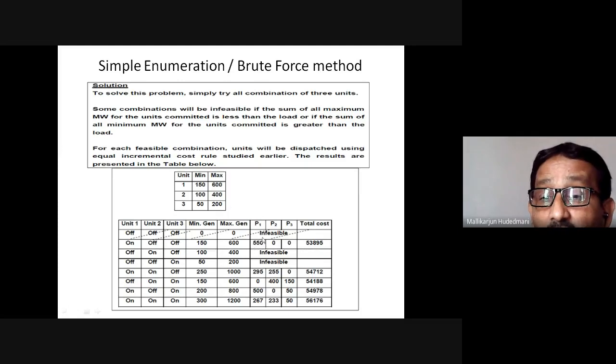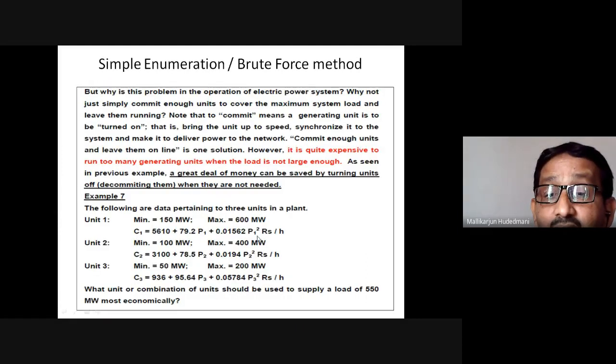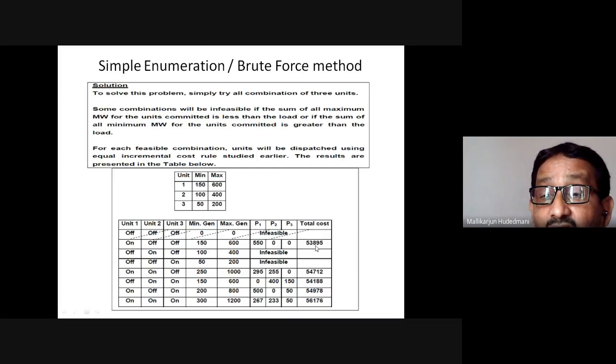This 550 megawatt, if I want to generate from machine number 1, what is the cost of production by this setup? I have to use this fuel cost function. In this fuel cost function, if I substitute 550 in the P1 and P1 square place, I'll get the cost of production. That's what is here: 53,895. So it's very simple. Substitute this megawatt in the position of P1 in the fuel cost function and obtain the value. This is the combination result of 1.